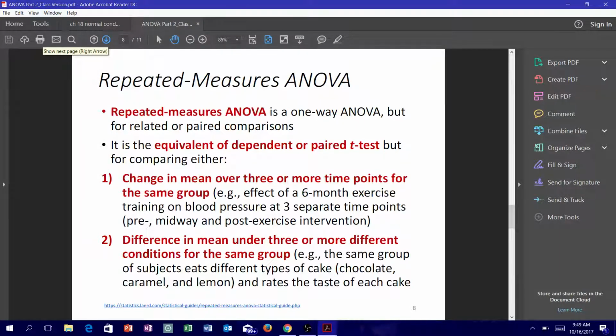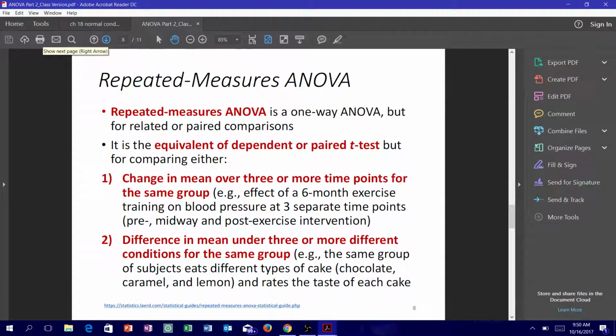So what is a repeated measures ANOVA? Again, it's a one-way ANOVA, but for related or paired comparisons. And there are two situations where you can apply repeated measures ANOVA. First example is change in mean in the same group over 3 or more time points for the assessment. So for example, if you have one group and you want to assess the effect of a 6-month exercise program on blood pressure, but at 3 different points in time, that's repeated measures ANOVA, because there are 3 groups, so you're comparing the mean blood pressure between 3 groups. That's why you're using ANOVA.